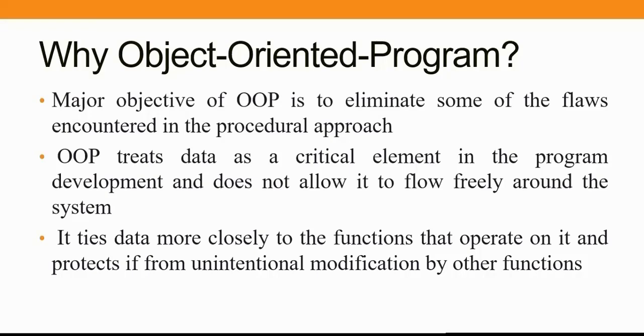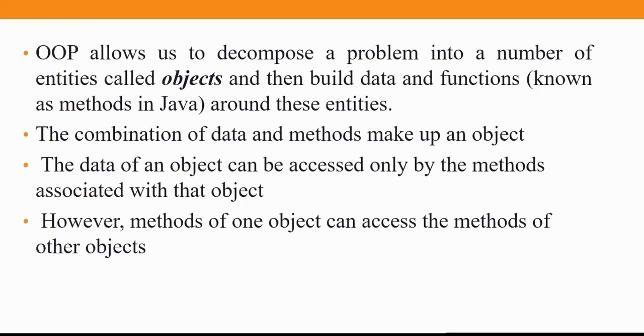You can keep the confidential data, whereas in procedural programming languages, keeping the data safe against unauthorized access is very difficult. So that's the reason why we use object oriented programming. Object oriented programming allows us to decompose the problem into a number of entities called objects, and then build the data and functions, which we call methods, around these entities. So the combination of data and method will make up an object.